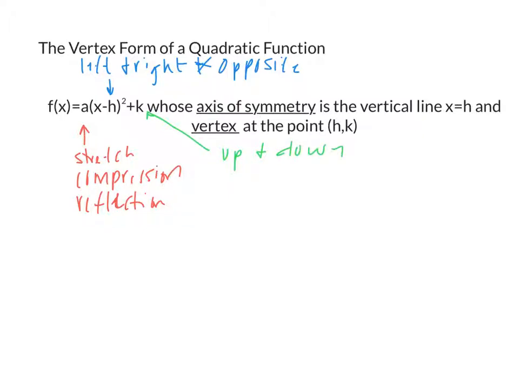And by the way, your HK comes from the position of left and right and up and down, which makes sense because to get to a point on a graph, we would usually go left and right first, and then we would go up and down to get to a point. Okay, just as an example.